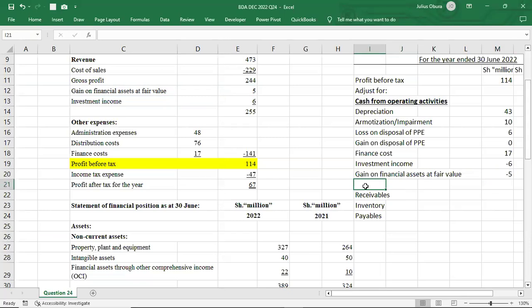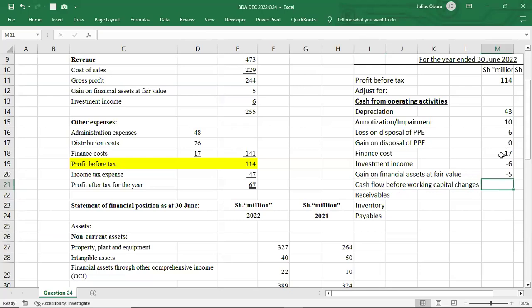Okay. And then you showed me how to do the bracket instead of using the negative. Can you do it again? Yeah, we can. Just before that, let me call this cash flow before working capital changes.